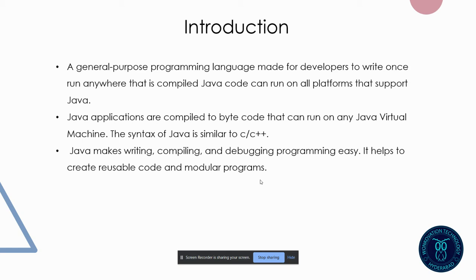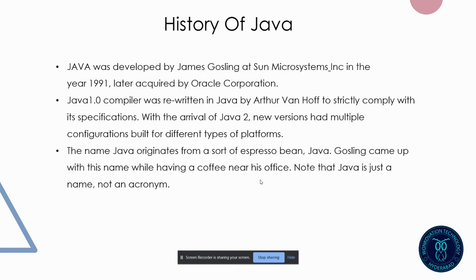The syntax of Java is similar to C and C++. Java makes writing, compiling, and debugging programs easy. It helps to create reusable code and modular programs.